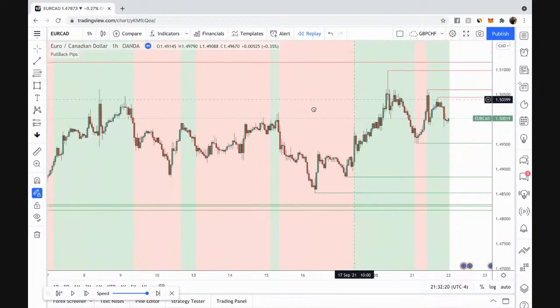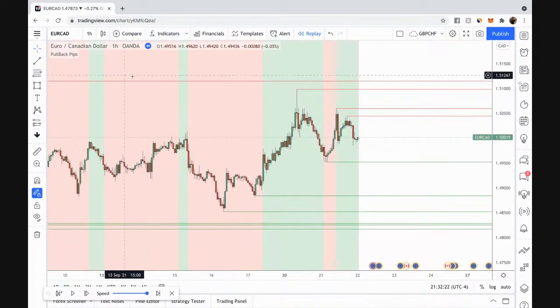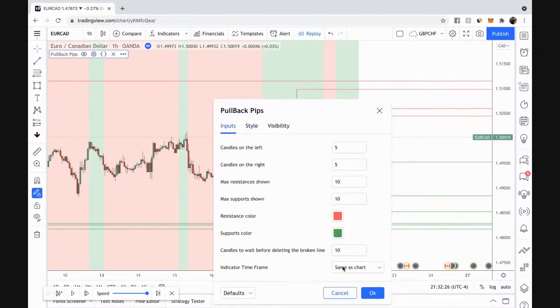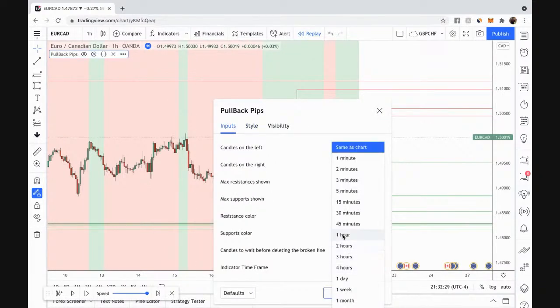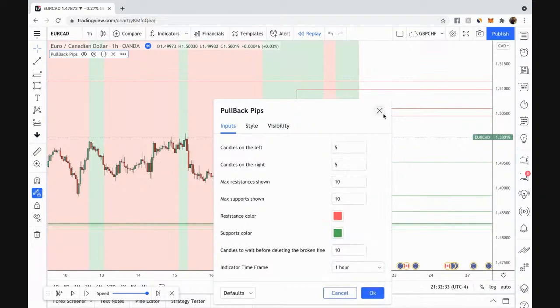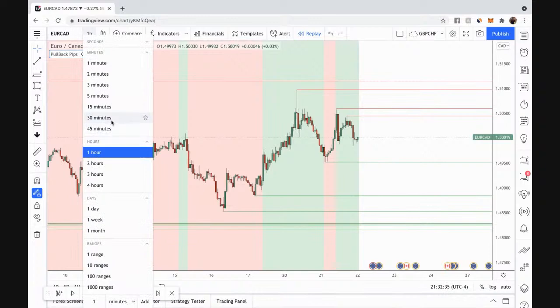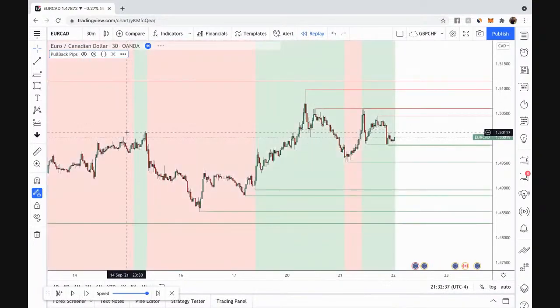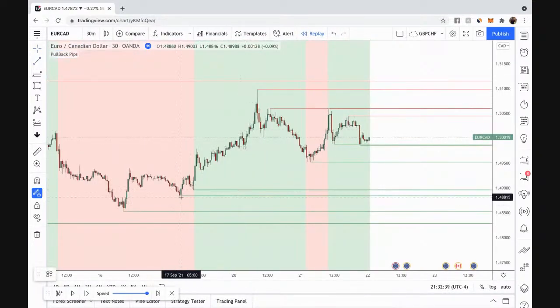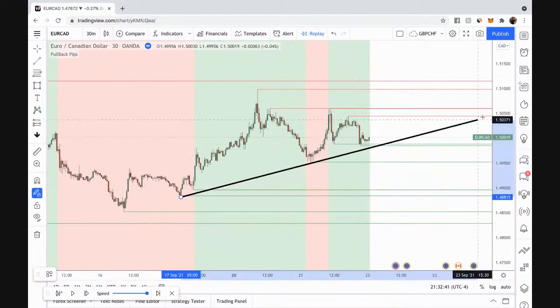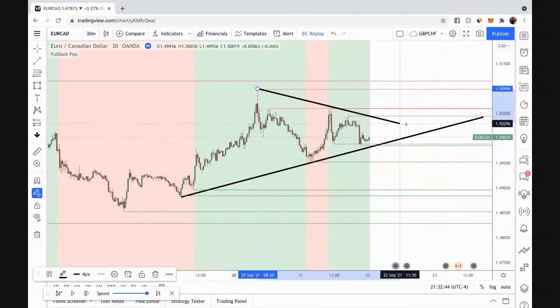And the reason I say that is because you're always going to be minimizing your risk. So for example, let's grab our pullback pips indicator, right? Yeah, we're on the 1 hour. Let me go to the 30 and put it on my 1. Boom. I'm going to show you guys where we were at, right? We had this rejection right there. Bada boom, bada bing. We had this rejection right there.